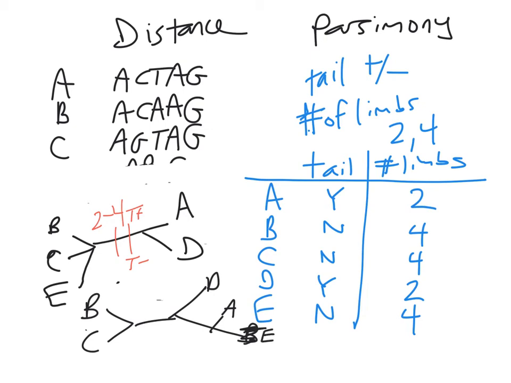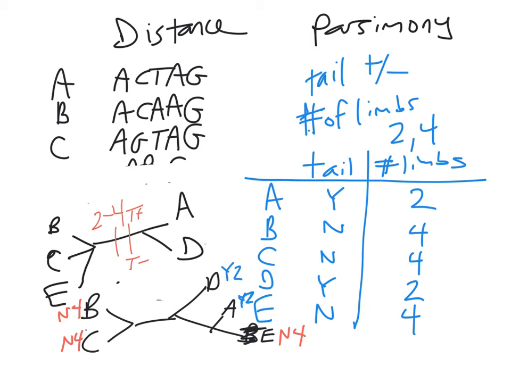Okay. So if we map all these traits onto this tree, B is n and 4, C is n and 4. So that's okay. They share a trait, they're closely related to each other on the tree, but where else is there an n and 4? A. E is n and 4. D and A are Y and 2. Yes, they have tails, they have 2 limbs. Could you safely say that E is an outgroup of D and A?